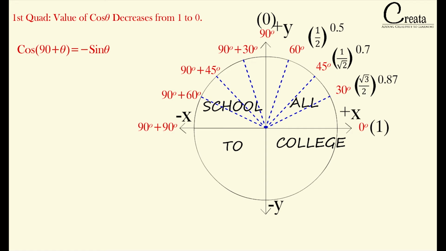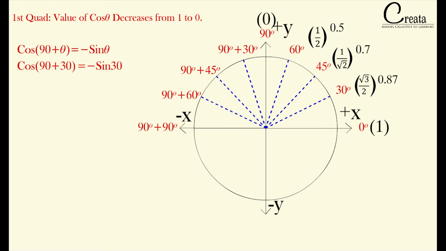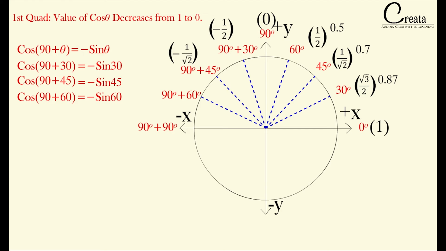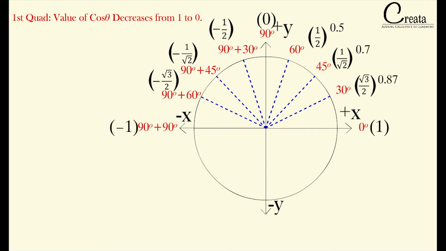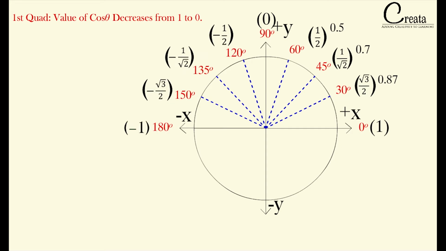Let's find the value of the angles. Cos 90 plus 30 will be minus sin 30 degree. That will be minus 1 by 2. Cos 90 plus 45 will be minus sin 45 degree. That is minus 1 by root 2. Cos 90 plus 60 will be minus sin 60 degree. That is minus root 3 by 2. Cos 90 plus 90 is minus sin 90 degree. That is minus 1. On observing the values, we get the conclusion that here in the second quadrant, cos is decreasing from 0 to minus 1.